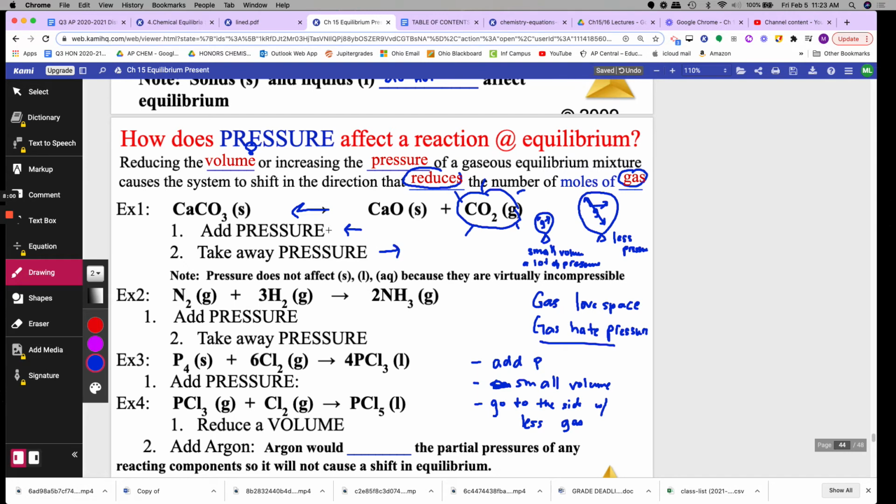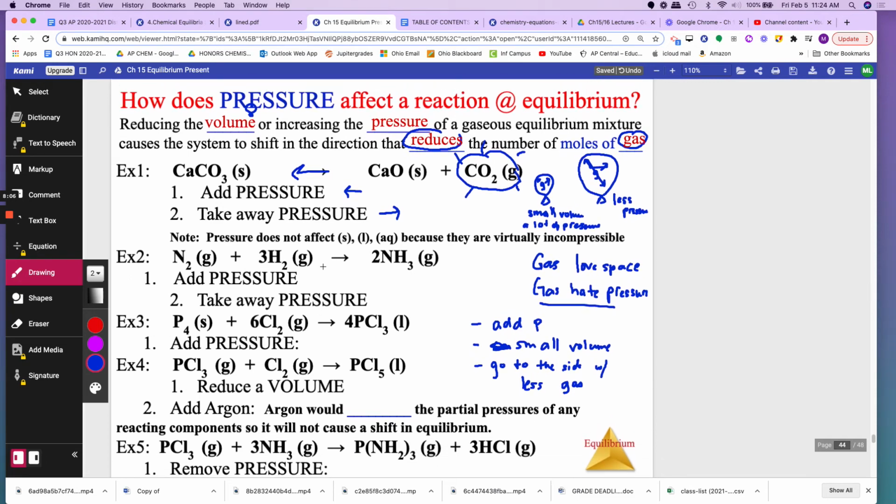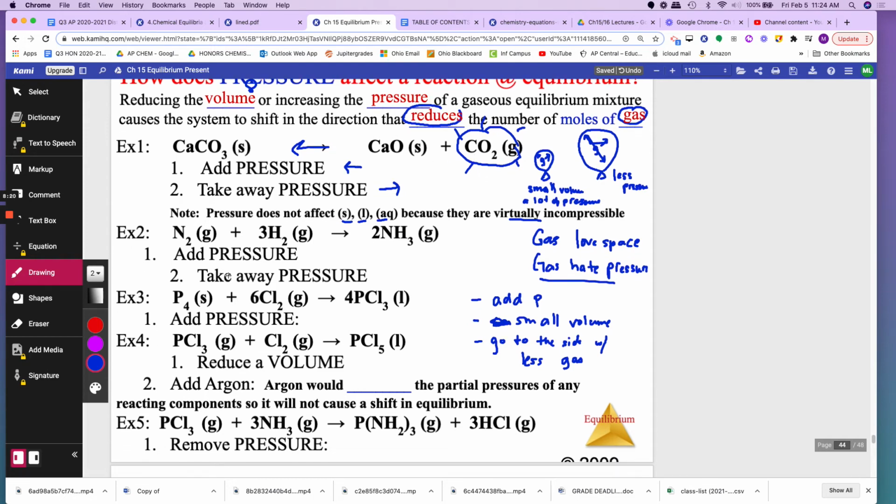If you add pressure, go to the side with less gas. Okay, go ahead and, oh, note, pressure does not affect solid, liquid, aqueous because they are virtually incompressible. Pressure only affects gas molecules. Okay, you try number 2. Here's your reaction. Okay, go ahead and pause the video and try number 2.